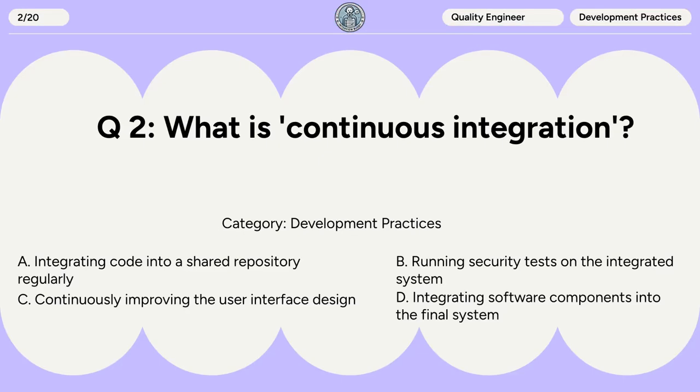Question 2. What is continuous integration? A. Integrating code into a shared repository regularly. B. Running security tests on the integrated system. C. Continuously improving the user interface design. D. Integrating software components into the final system.